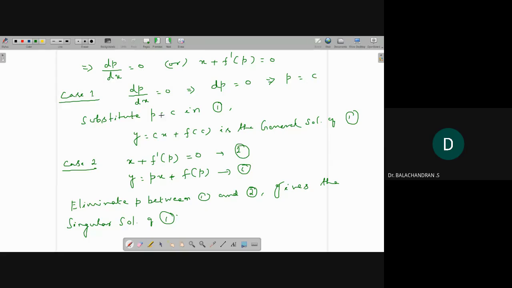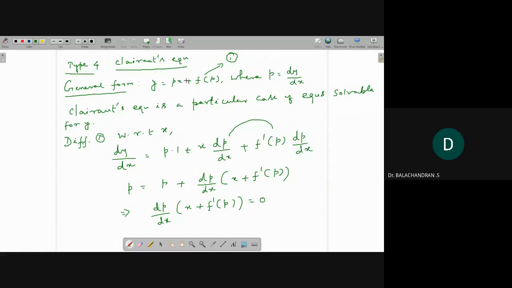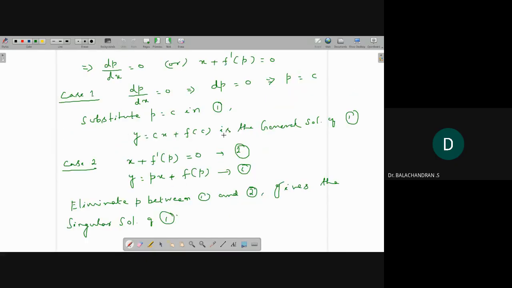So now substitute p equal to c in equation 1. What is equation 1? Equation 1 is y is equal to px plus function of p. So now replace p by c. So you'll get y equal to cx plus function of c. So this is the general solution of the given problem, that is y is equal to px plus function of p.